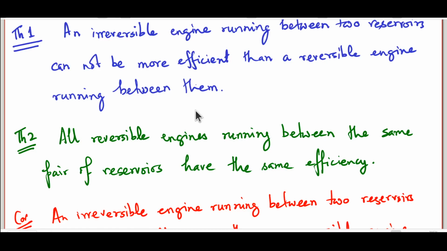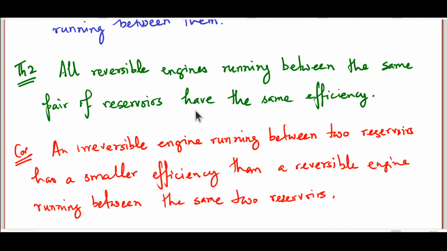By the way, theorem 1 did not really say an irreversible engine has a lower efficiency. But if you take theorem 1 and theorem 2 together, an immediate corollary of the two would be that an irreversible engine running between two reservoirs has a smaller efficiency than a reversible engine running between the same two reservoirs.